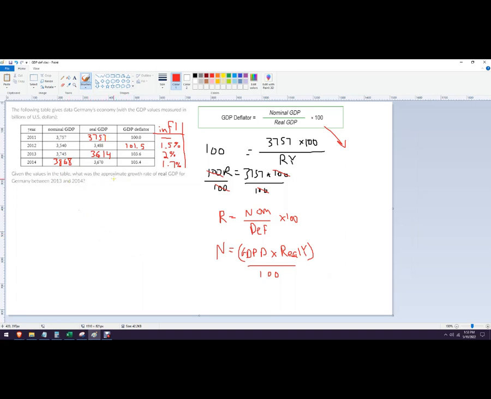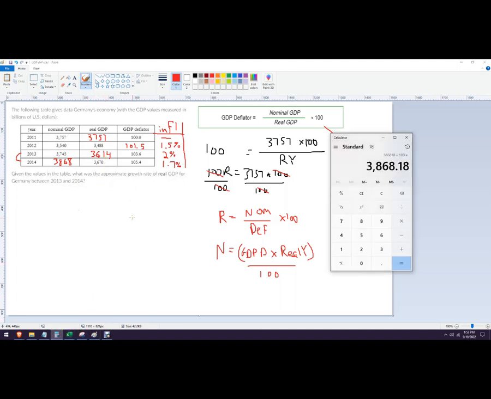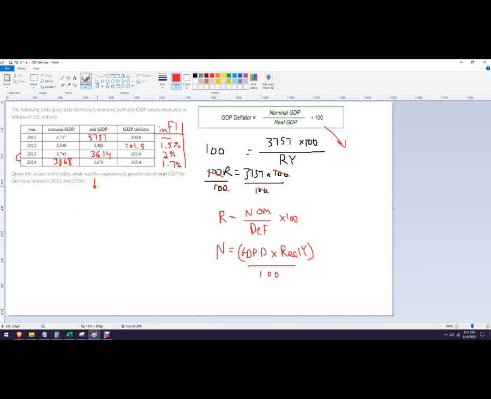I still haven't answered this question. What's the approximate growth rate of real GDP between 2013 and 2014? So it's just this one right here. So again, we're going to use new minus old over old. So it's 3670 minus 3614. So it's 56 divided by the original number, 3614. And then multiplied by 100, we get 1.5%, and that's the answer.